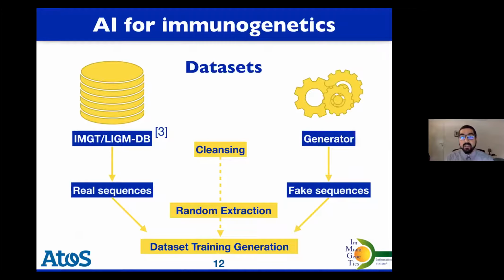which is a database that contains annotated immunoglobulins and T cell receptors. And we constituted some data sets, and those data sets, we shuffled them with random sequences in a manner which is called a supervised way of training.